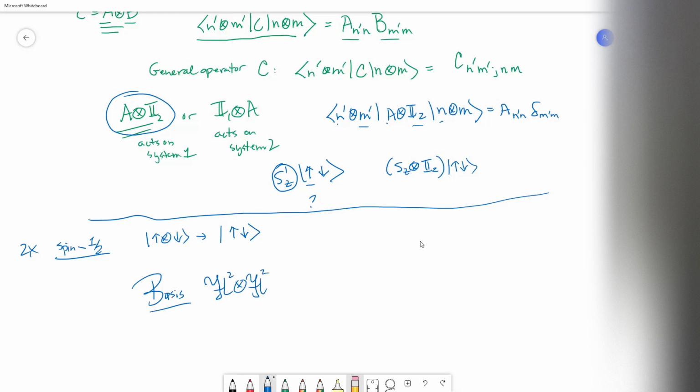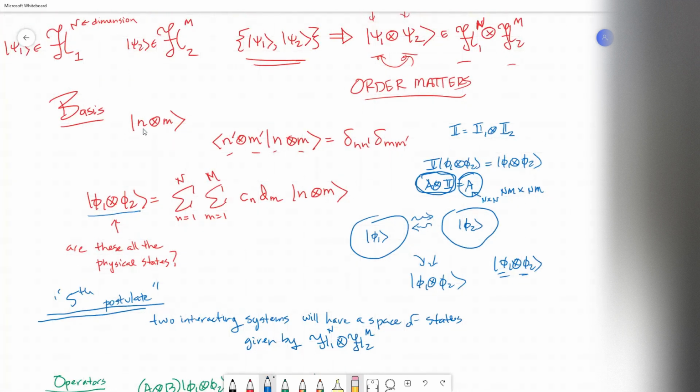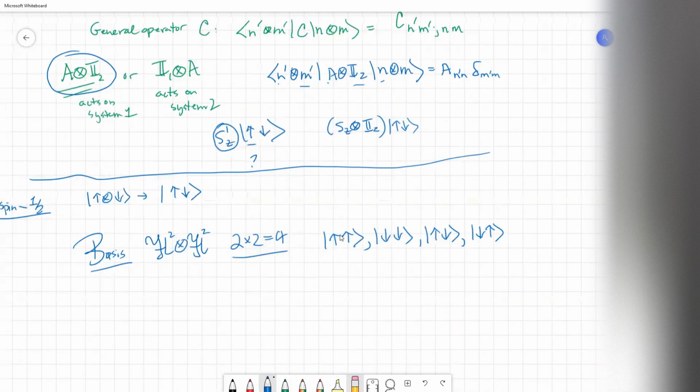This is a tensor product of two-dimensional Hilbert spaces. So what's the total dimension? It's 2 times 2 is 4, right? So there should be 4 basis vectors for the whole tensor product space. What are they? Well, you can just construct them using the Z basis. It's just all the combinations of spin up and down for the 2 particles. Just as I mentioned up here, more generally, the basis is just all combinations of the 2 bases for the individual systems.